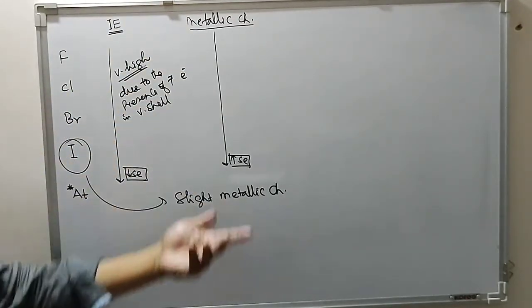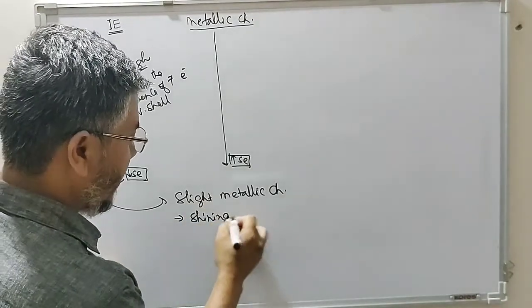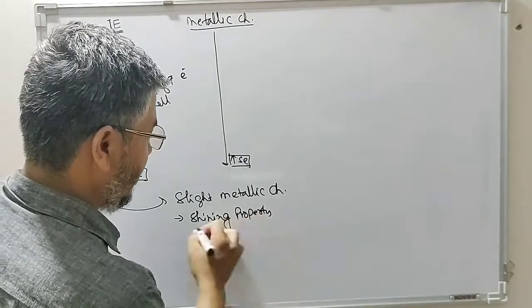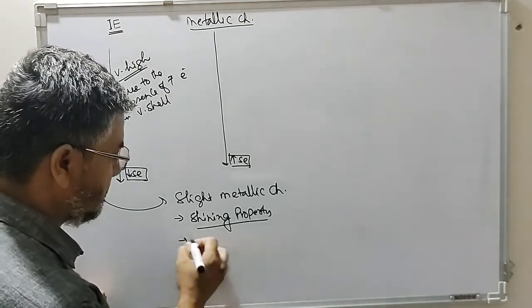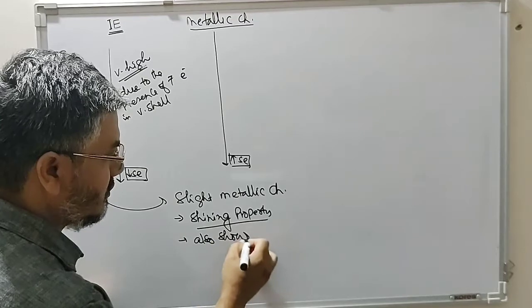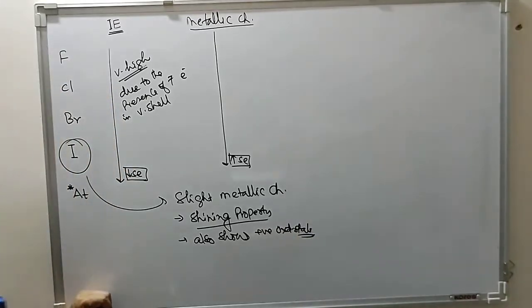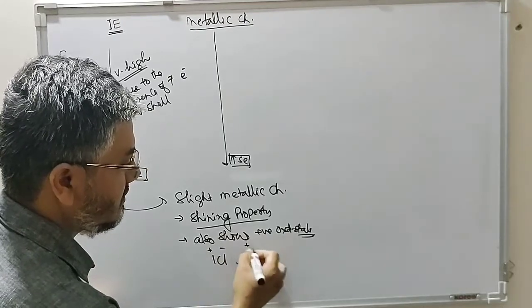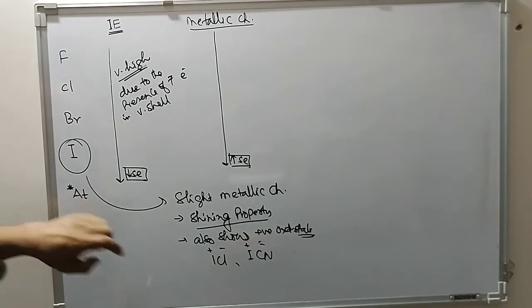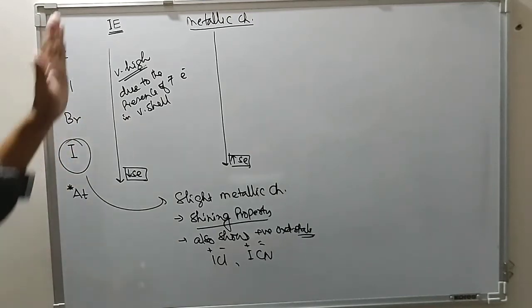So iodine shows slight metallic character like shining property, and it also shows positive oxidation states in compounds like ICl, ICN, etc. This is only possible because of iodine being slightly metallic in character due to low ionization energy among these elements.